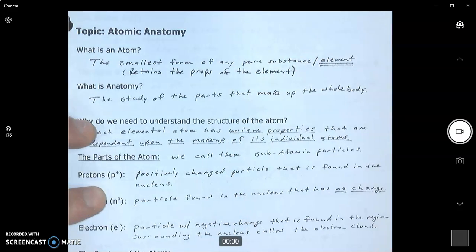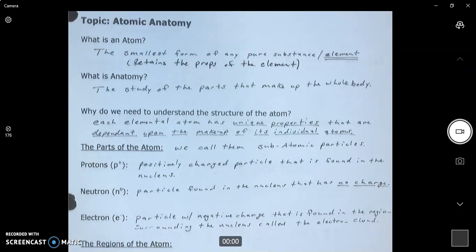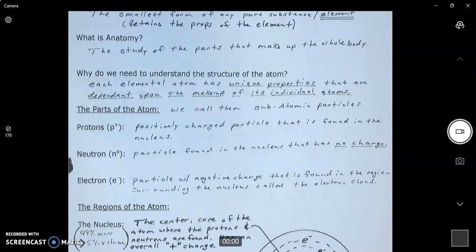Okay? Anatomy, by definition, is the study of the parts that make up the whole body. So if we put those two things together, we're really focusing on understanding what parts make up the atoms.